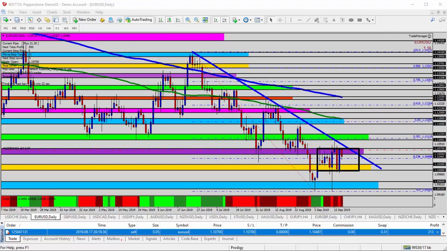Today we're taking a look at the EURUSD, the euro versus the US dollar, for today's trade analysis. Looking here at the daily time frame, long-term trend is down. That's not too hard to see with the blue trend line there. We've been moving down for several months now. It's really much longer than that.